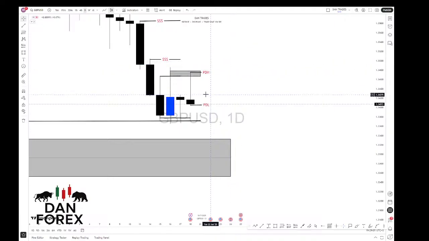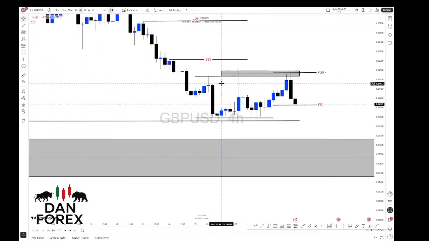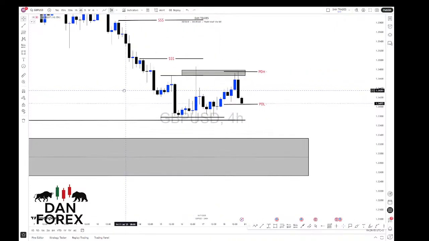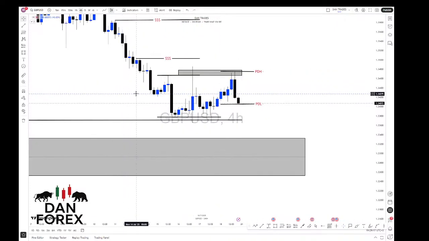So I'll be expecting either one of them to be taken out so that we can have a buy or a sell. But I'm looking for going long in this pair. On 4 hours, what do we have on 4 hours? On 4 hours, this is what we have.